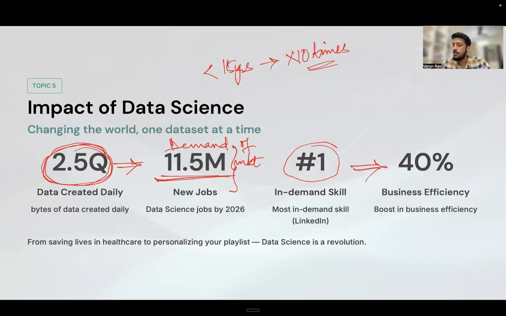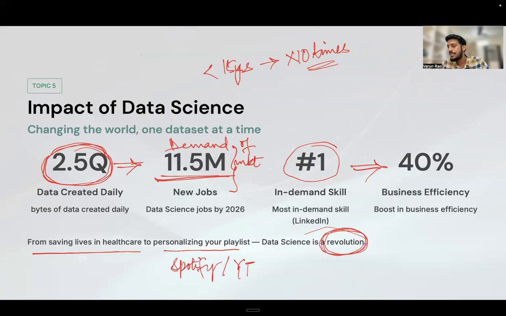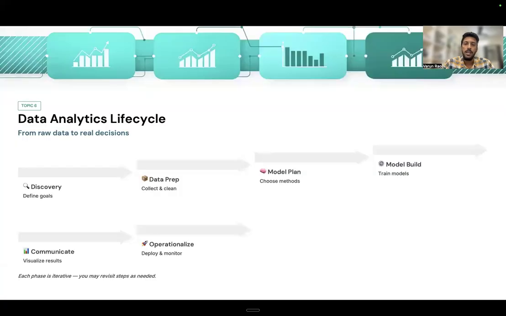As you can see here, it would not be wrong to say that from saving lives in healthcare to personalizing your playlist, for example, Spotify. Okay, now if you think what playlist we are talking about, it is probably the Spotify playlist or the YouTube playlist. We see how these are personalized, and thus it would not be wrong to say that data science is indeed a revolution, right?